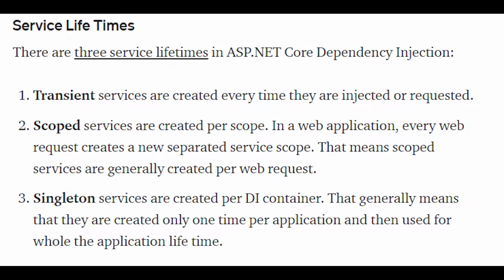We can register service with three different lifetimes. There are three service lifetime in ASP.NET Core dependency injection. Transient services are created every time they are injected or requested. Scoped services are created per scope.